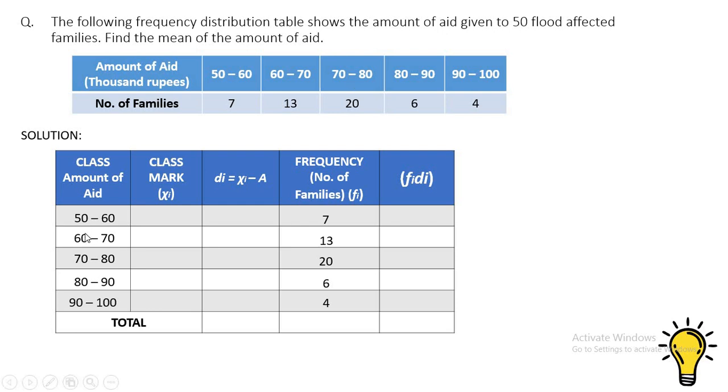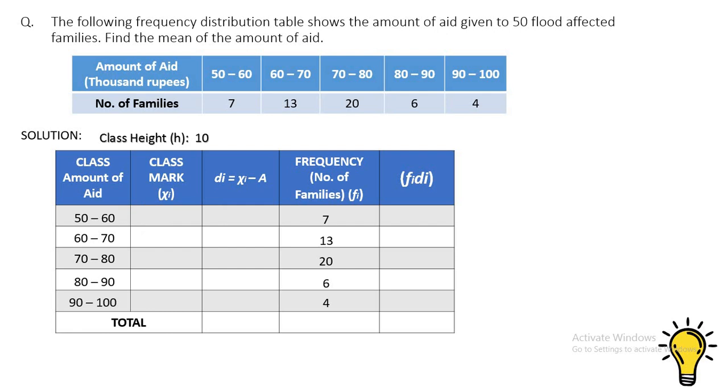In this case, I am considering 2 consecutive lower limits, that is 50 and 60. So 60 minus 50 gives me 10. So class height or class width would be 10, which is denoted by small h. If you calculate for any other class interval, you will find that all the class intervals will give you the class height of 10 only, because the class height remains the same.